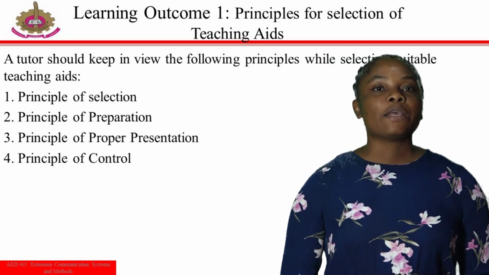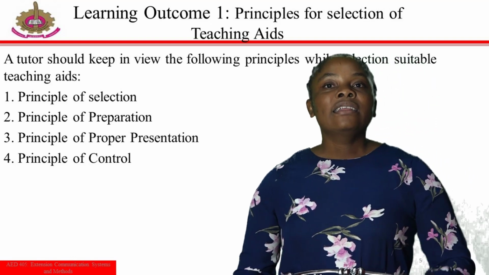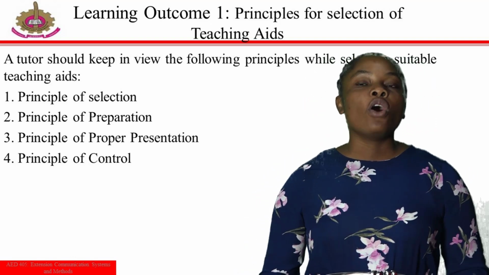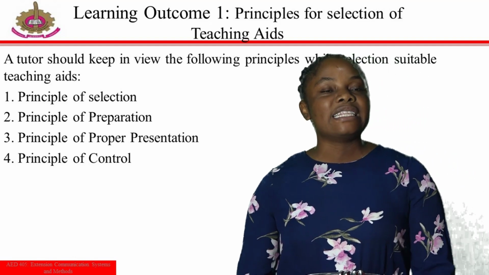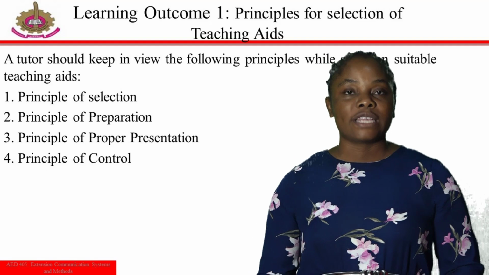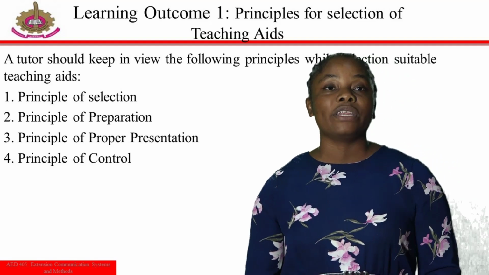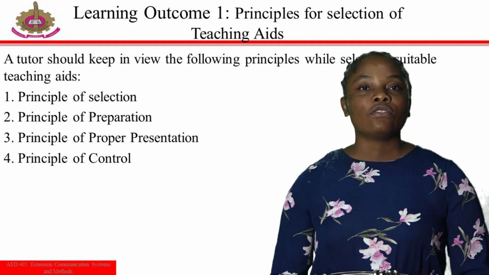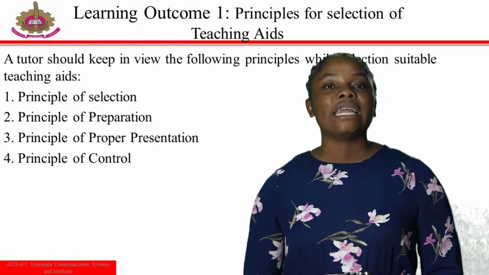The fourth one is the principle of control. In teaching aids, the aids must be under the control of the teacher or the tutor during the entire period of using those aids. So no situation should be allowed in which a tutor is not able to control and use those teaching aids properly and appropriately.